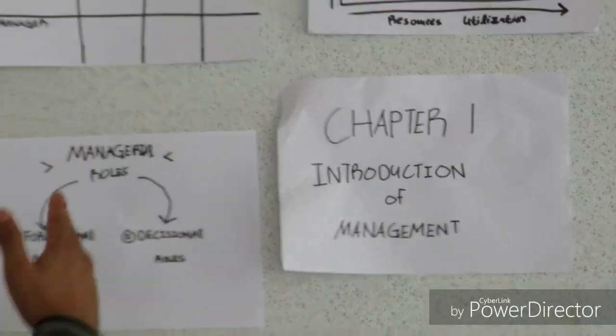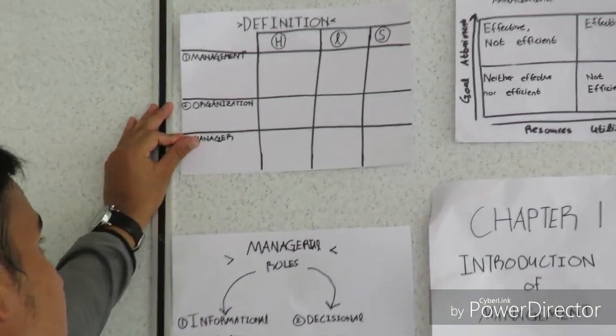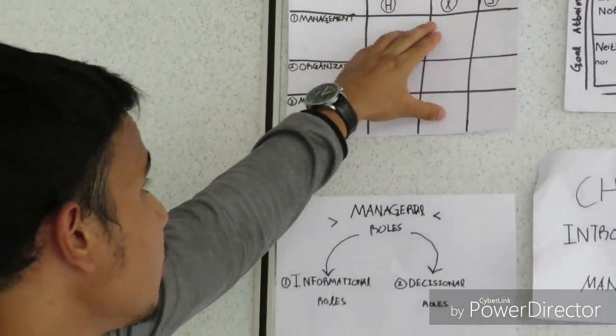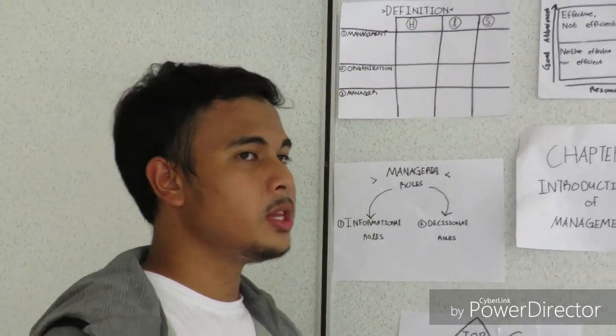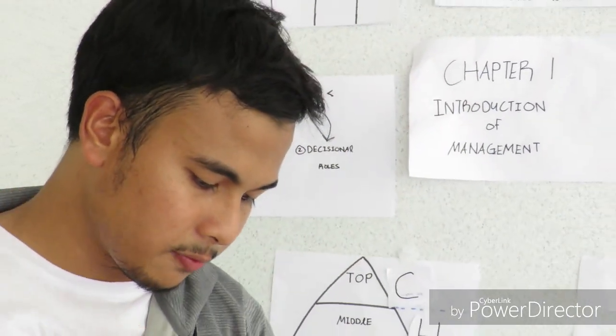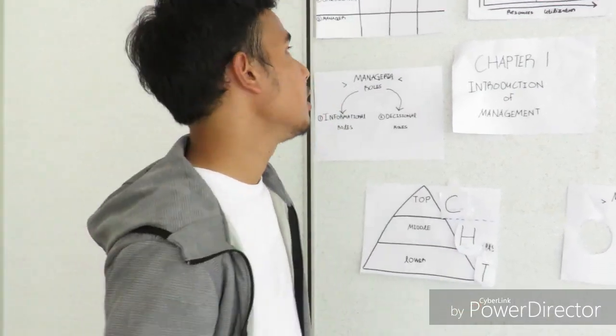Today in this video I'm going to talk about chapter 1, which is the introduction of management. The first subtopic is the definition of management, organization and manager. These are all followed by Hawks, Lewis and Stoner. Why do we need organization? Because the purpose of organization is to accomplish objectives, preserve knowledge, provide careers and serve society.